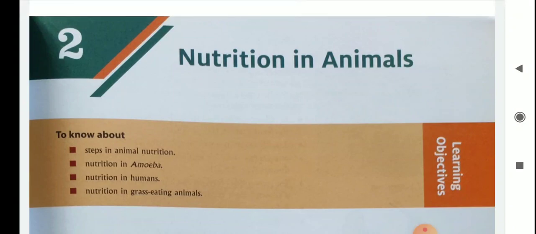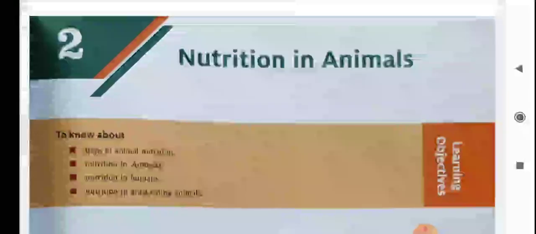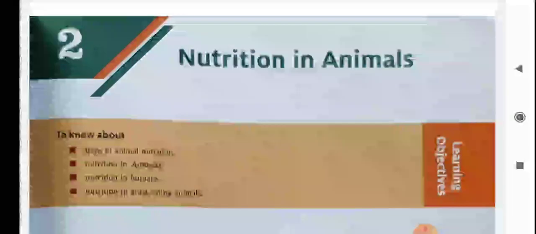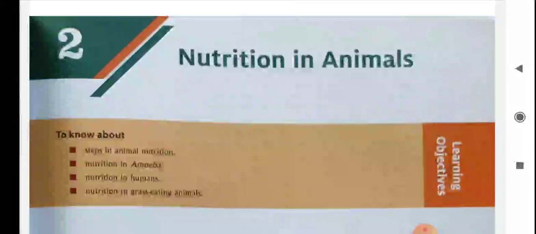Children, now we will discuss chapter 2, that is nutrition in animals. This is a very important chapter, so listen carefully. In this chapter, we will discuss steps in animal nutrition, nutrition in amoeba, nutrition in humans, and nutrition in grass eating animals. So one by one we will discuss.